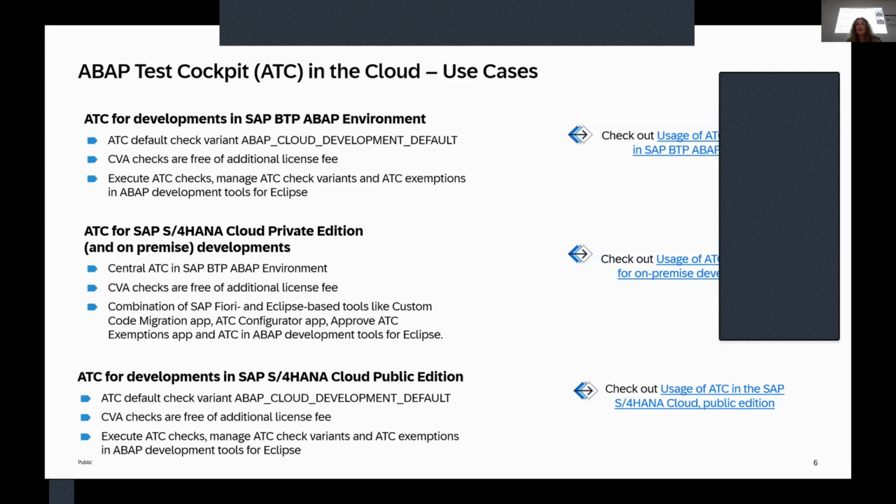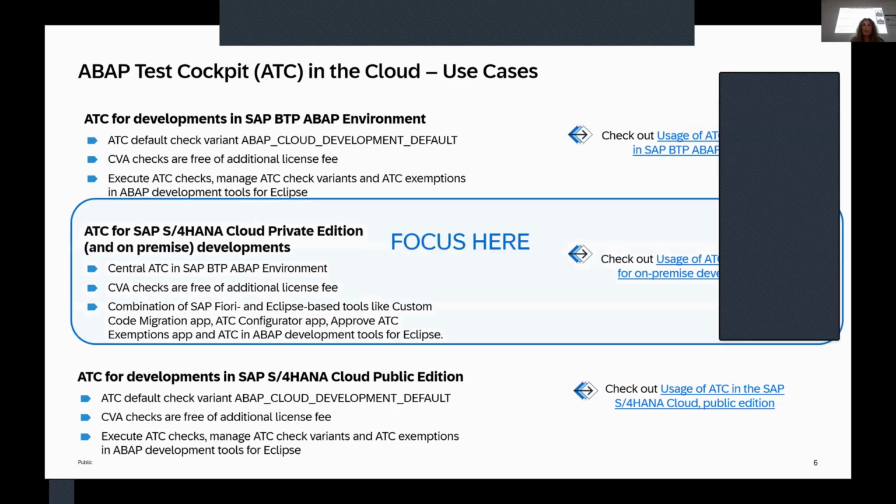The same procedure is also valid for ATC for developments inside of S/4HANA Cloud Public Edition. There you use the same ABAP Cloud Development default check variant, which bundles all the checks which are necessary for static quality assurance there. And also you maintain the whole check variants. You have the exemption procedure workflow inside of ABAP development tools for Eclipse.